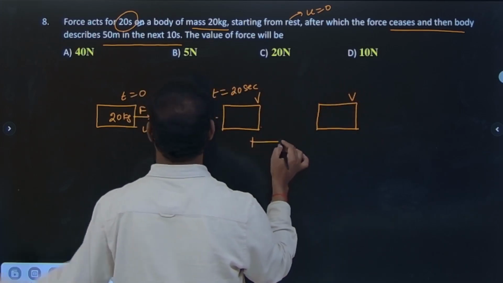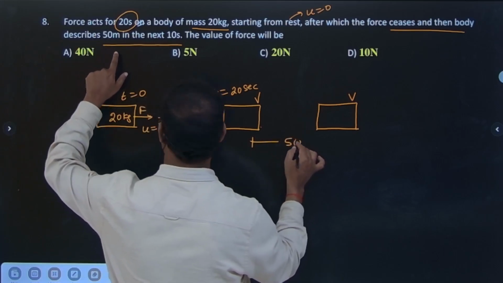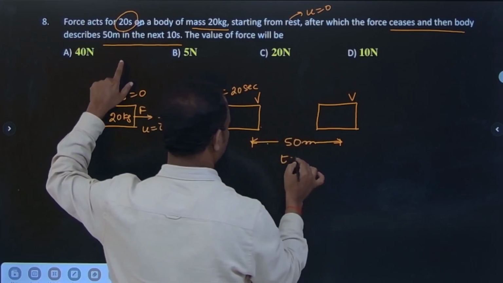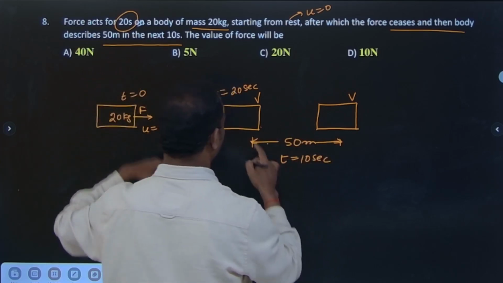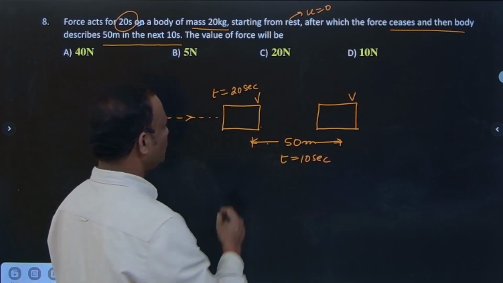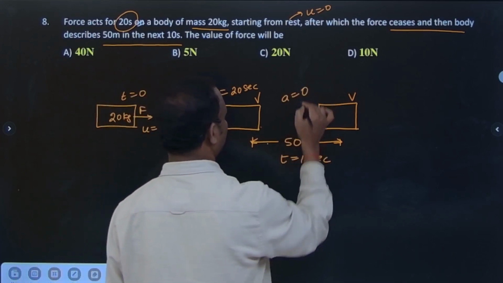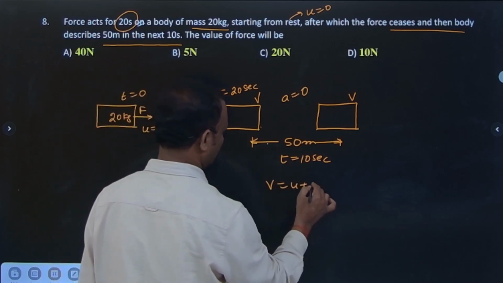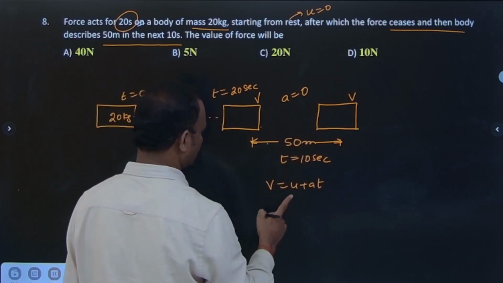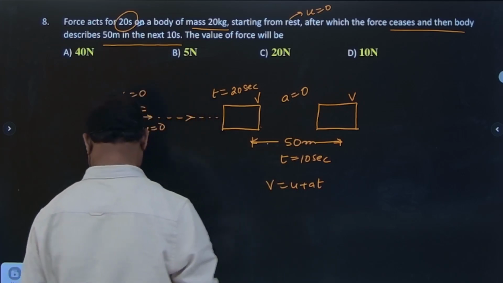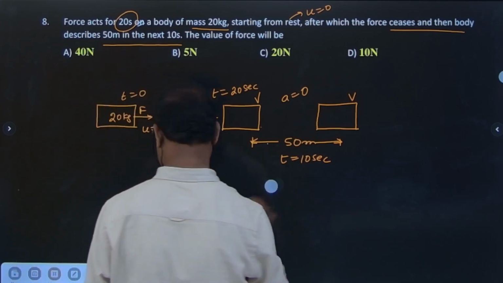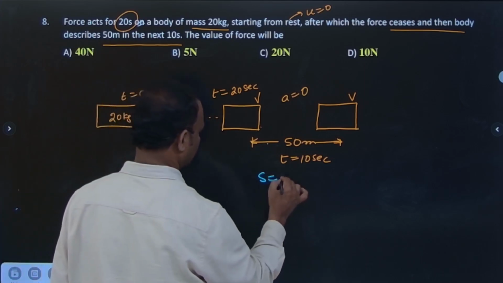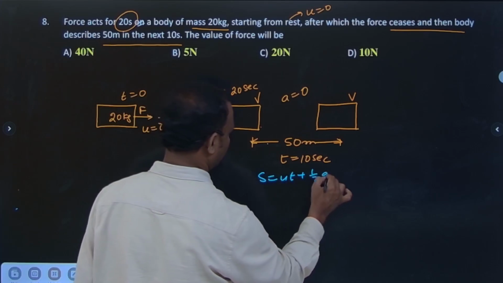It describes a distance of what? 50 meters in how many seconds? It's in 10 seconds. T is equal to 10 seconds. Okay, so I should know about it. Moving with constant velocity means what? Acceleration is what? 0. Acceleration 0 means what? V is equal to, what do you say? U plus a into t. So v is equal to, no, wait. So I'm just taking this from s is equal to ut plus half a t square. S is equal to ut plus half a t square.